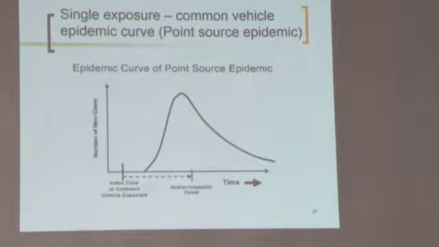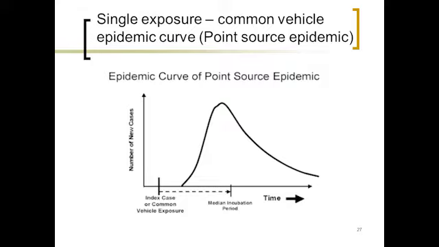Now, what does a point source epidemic mean? When you get such a curve, it tells the epidemiologist that there is a point source where these infections are coming from. If you get a curve like this, it means there is a point source where people are getting the infection from. So your role is to look for that point source.